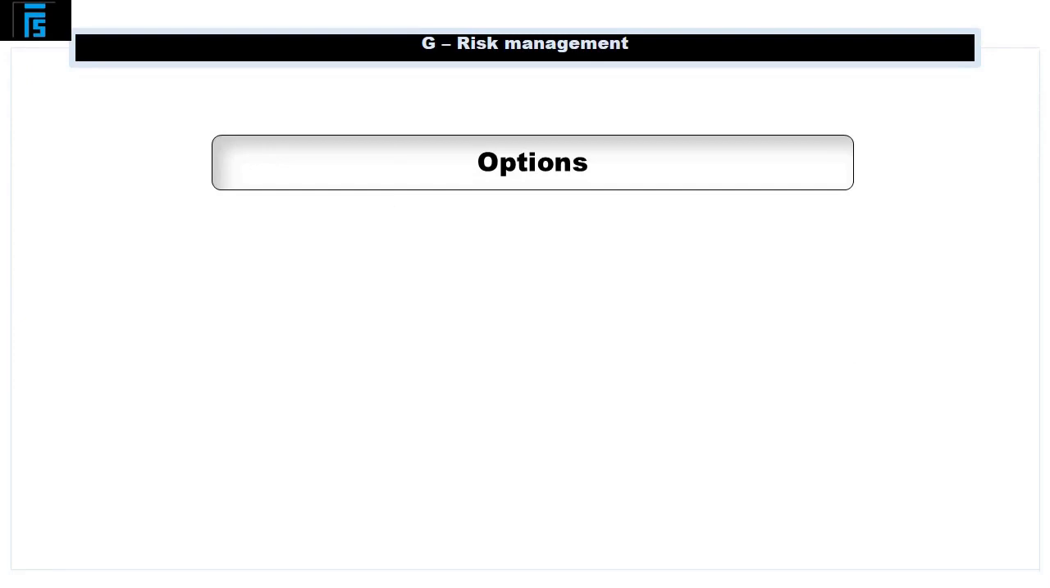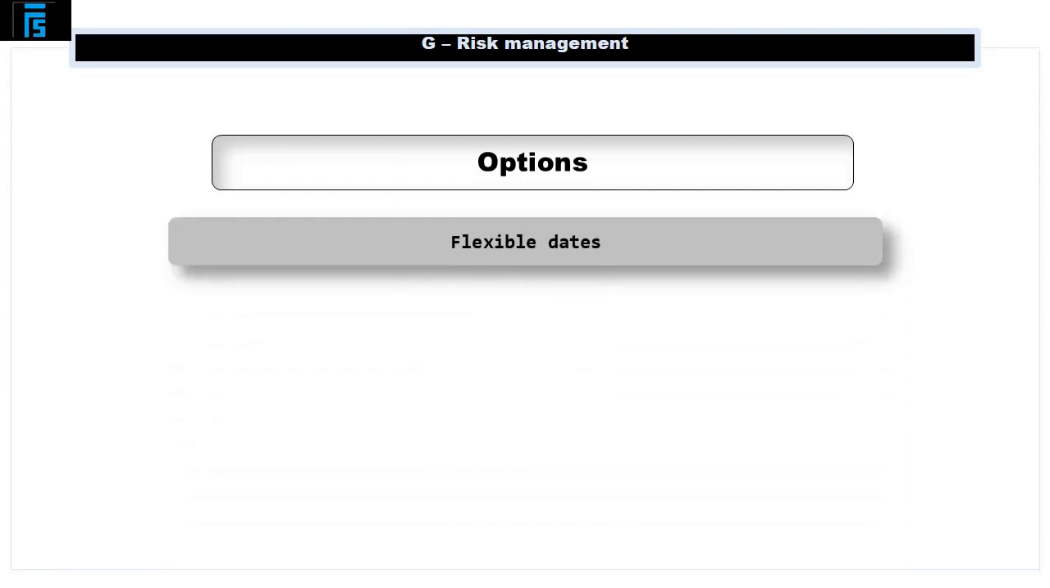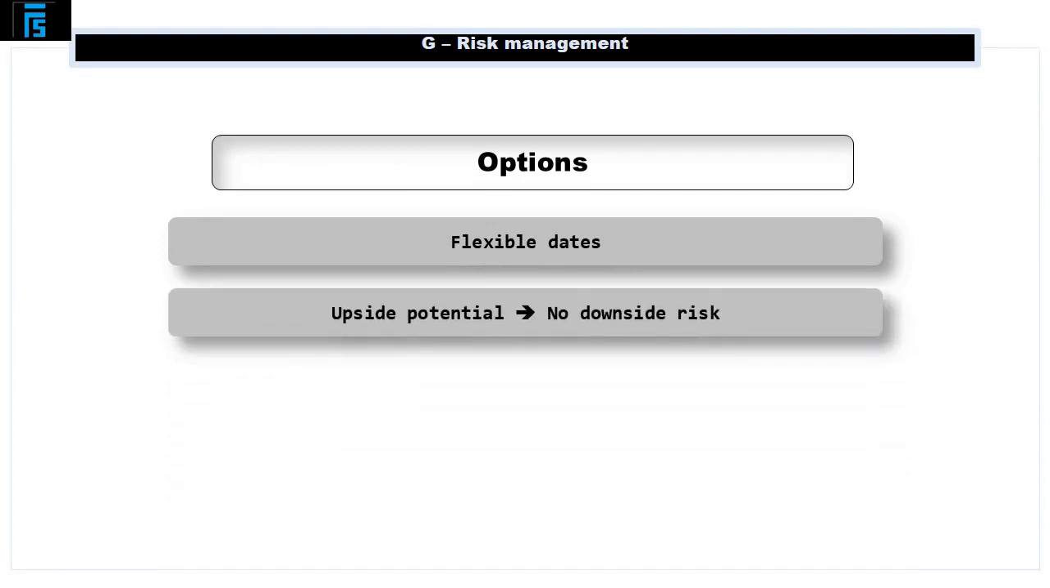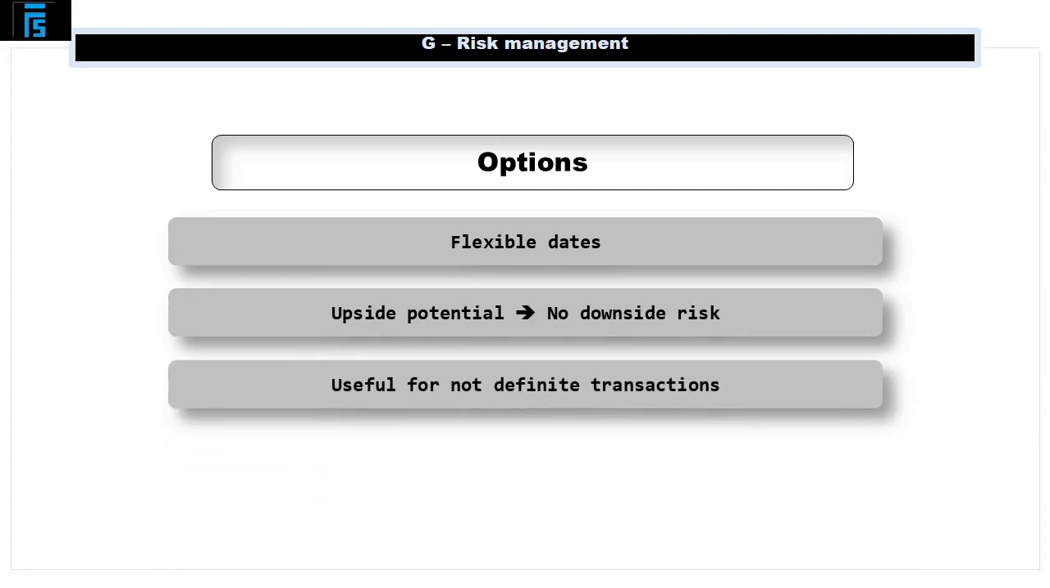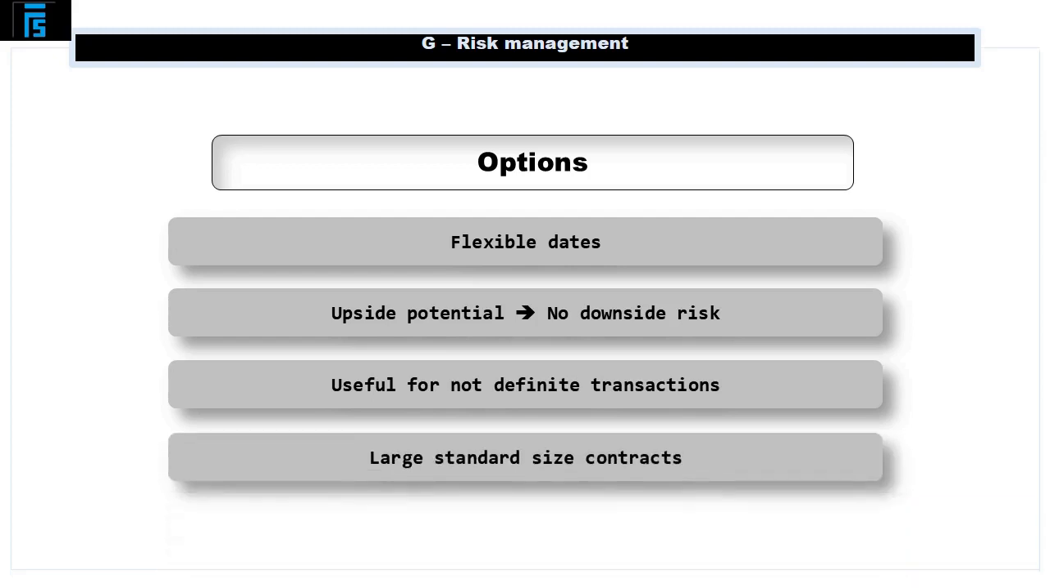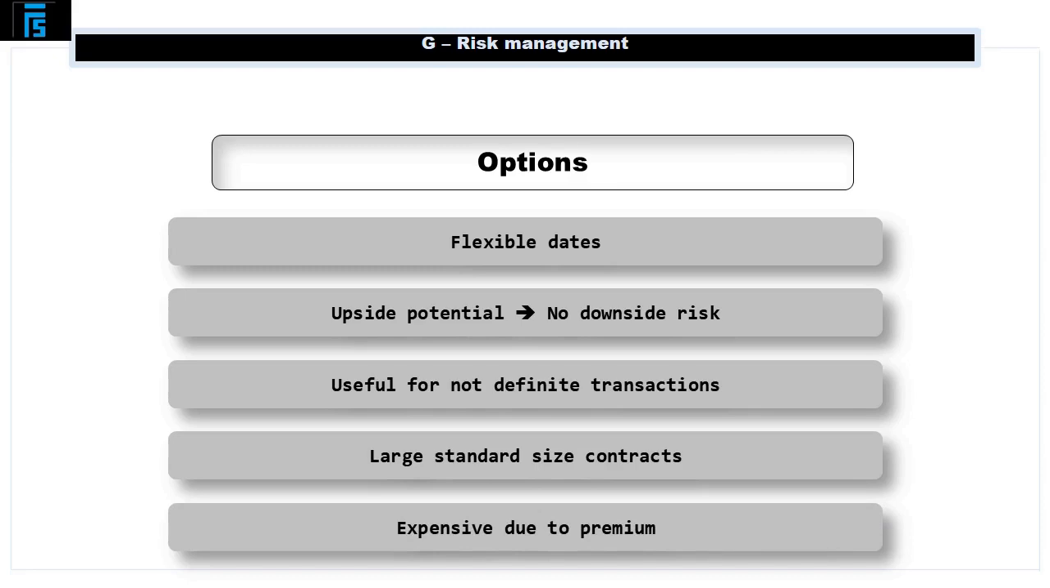An option, if it's exchange traded, gives date flexibility like a futures contract does, and it has upside potential with no downside risk. It's also useful for transactions if they aren't definite. For example, if we tender for a contract, we could hedge the offered tender price using an option that we could then just abandon if we fail to win the tender. However, exchange-traded options, like futures, are only available in large standard size contracts, and the option premium makes them very expensive.